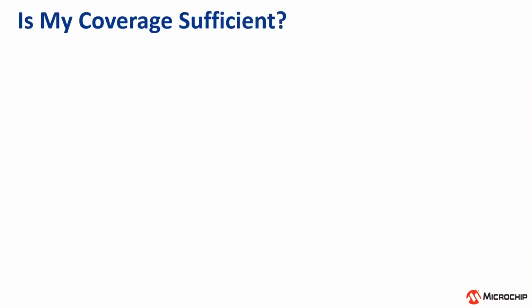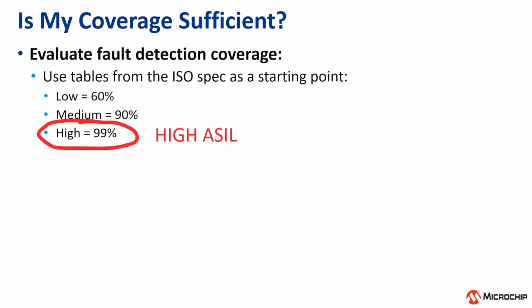So how do I know if my diagnostic coverage that I'm implementing is sufficient? The easiest way to make sure that we're going to be able to achieve this high ASIL or high SIL level is to look at the diagnostic coverages from a specification standpoint. So the ISO spec, other specs have information in them that we can use. In ISO 26262, they provide 3 levels of coverage: low, medium, and high. Low coverage is 60%, medium coverage is 90%, and high diagnostic coverage is 99%.